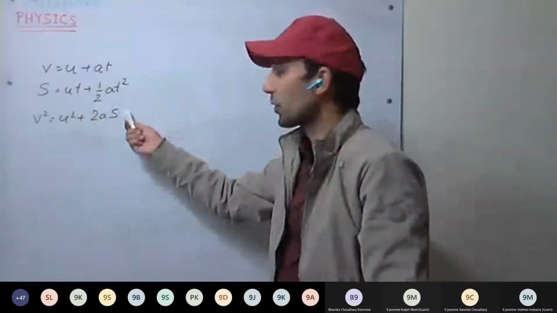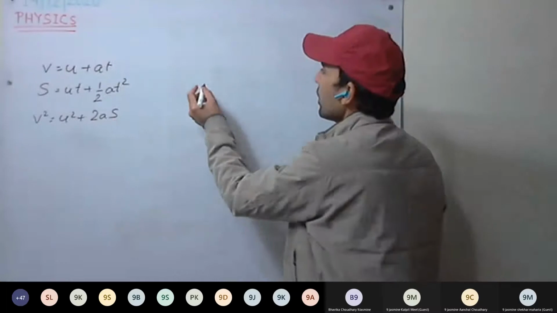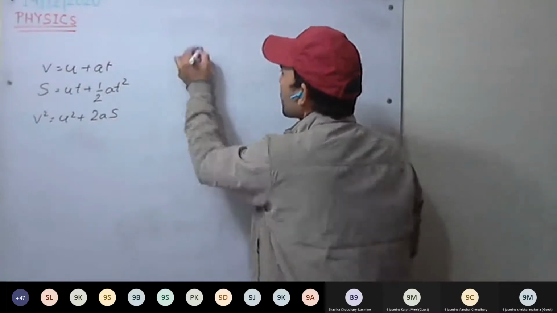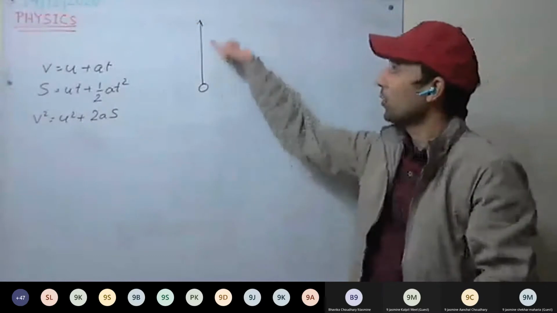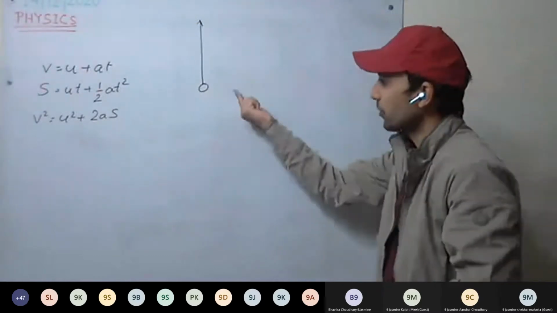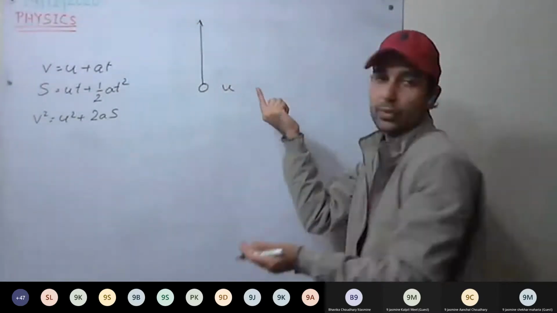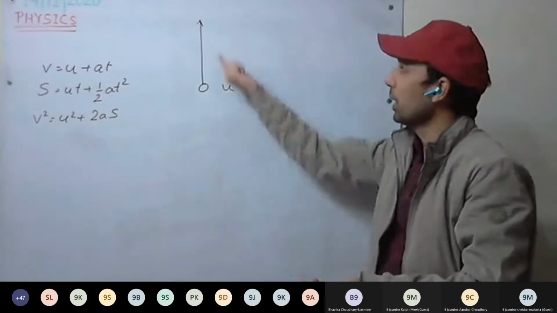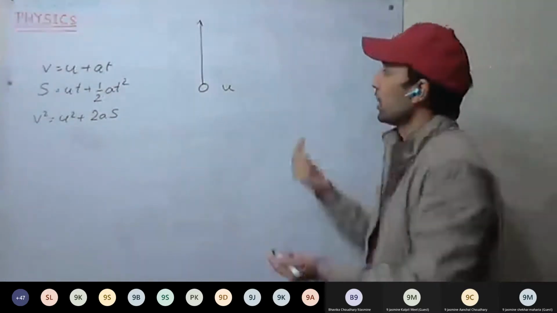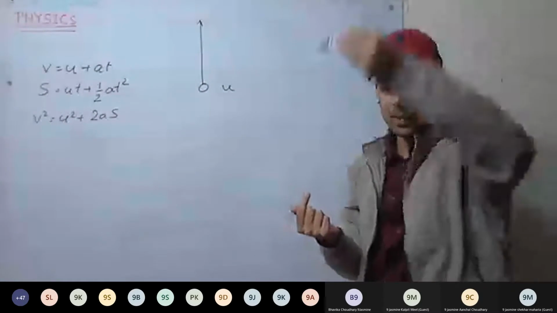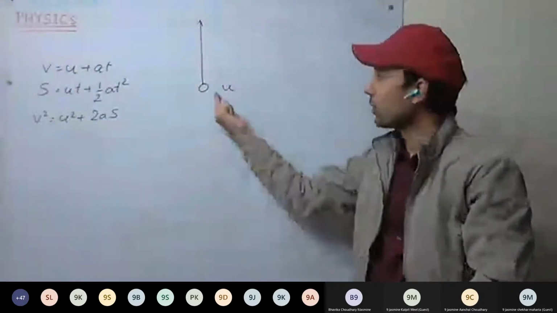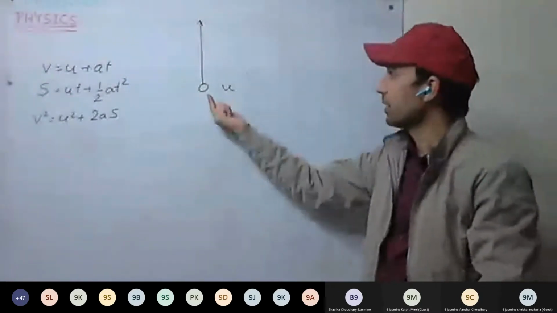Okay, these three equations we already calculated. Now we have a body and we are throwing it vertically upward. There is some initial velocity, let it be u. With some initial velocity, we have thrown the body vertically upward. Now what will happen to this body? It will go, reach the top and come back. This is how the body will take the path.